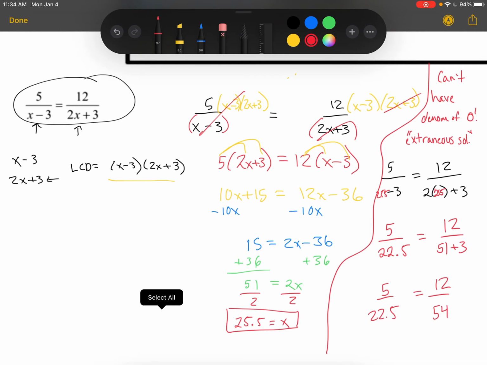And let's check this. Maybe we can make these into decimals to make our lives a little bit easier, save a couple steps here. So this would be 0.2 repeating on the left side, and then 12 over 54 is also 0.2 repeating. So that works, no extraneous solutions, and you can say with certainty that x equals 25.5.